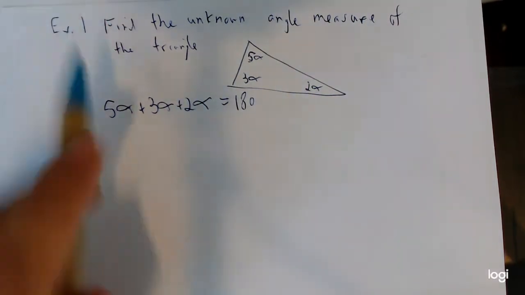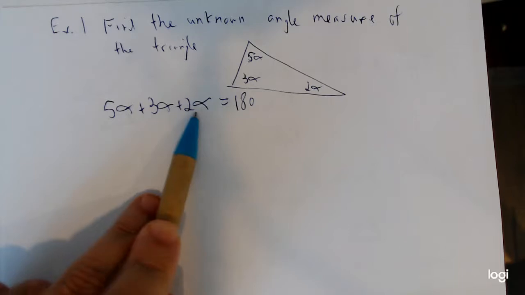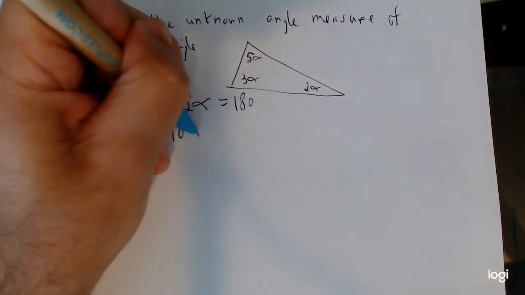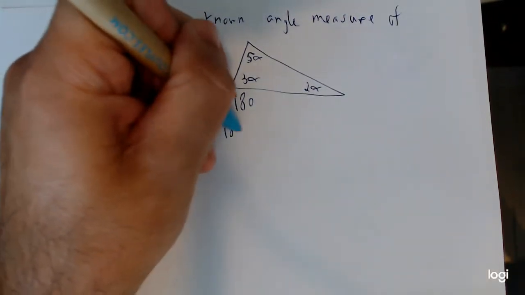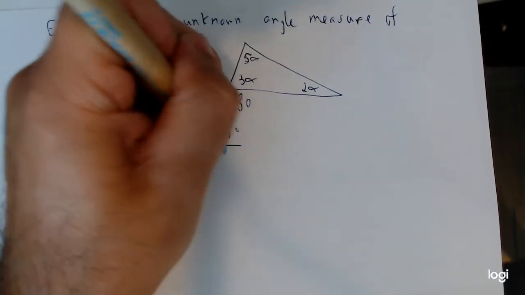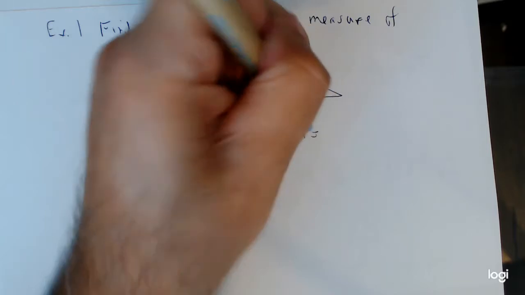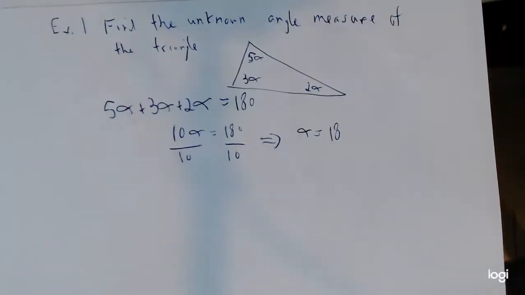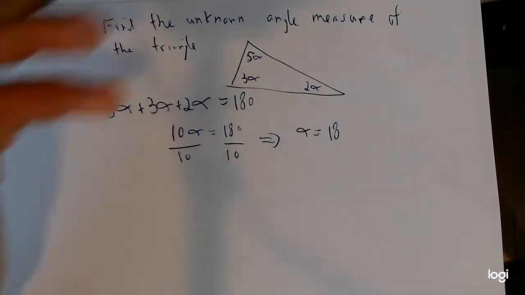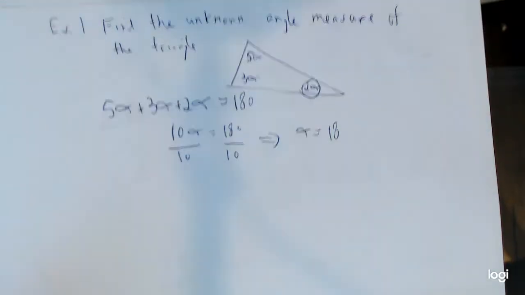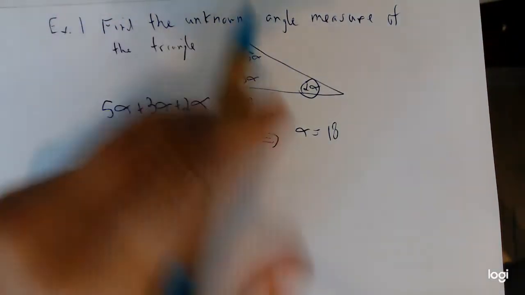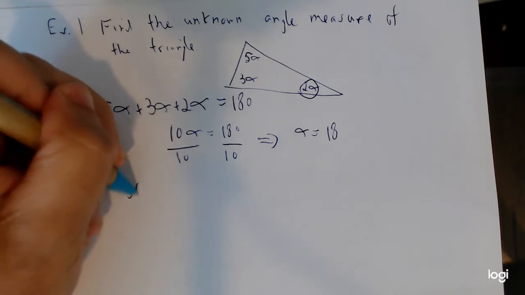So what do I get? 5 alpha plus 3 alpha is 8 alpha plus 2 alpha is 10 alpha equals 180. Divide by 10, which implies alpha equals 18. If alpha equals 18, then what are the angles? Then 2 alpha, which is 2 times 18, which will be 36 degrees.